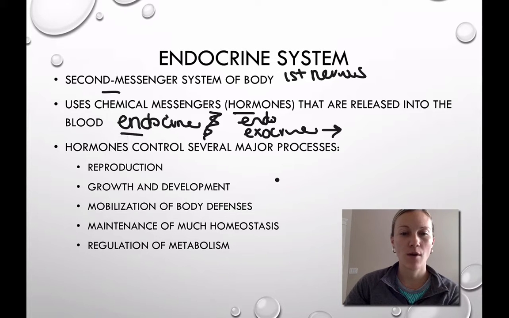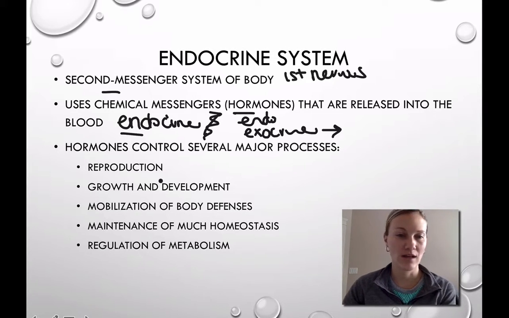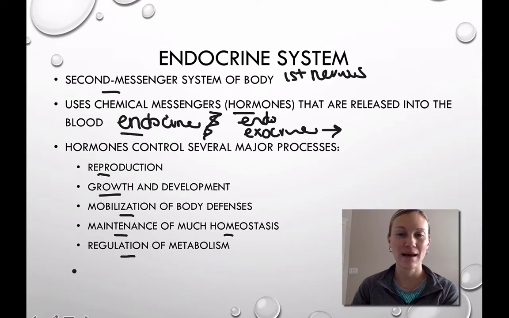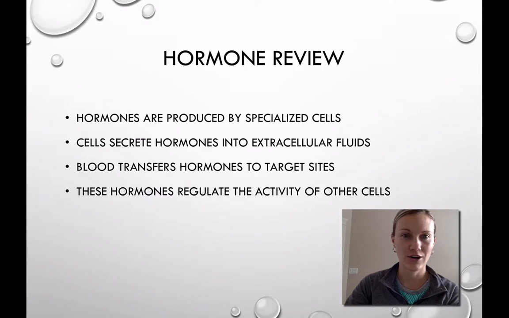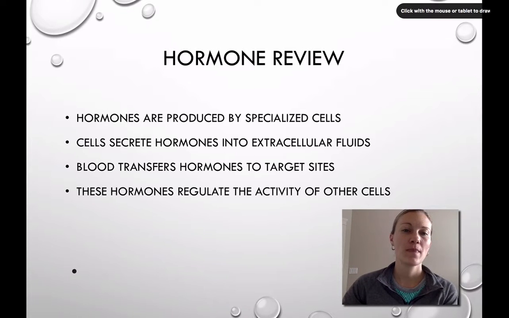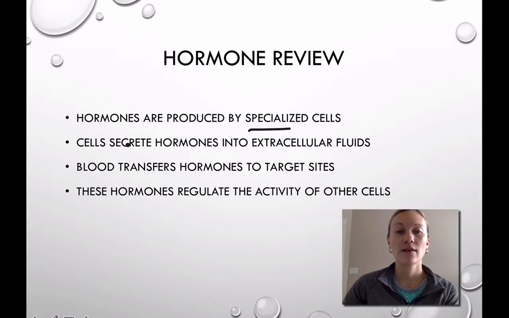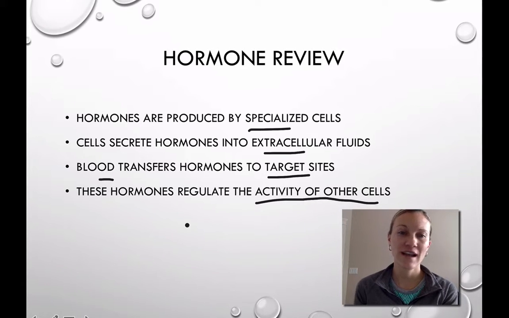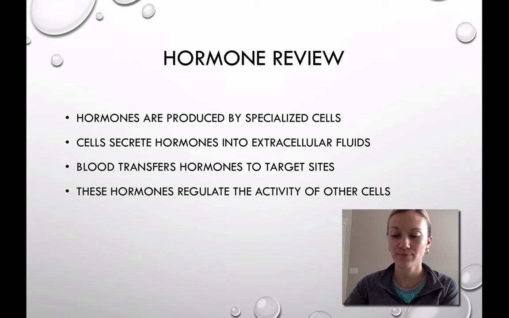Okay, so the hormones are going to cover several major processes. They're controlling reproduction, growth and development, mobilization of body defense, maintenance of homeostasis, as well as regulating the metabolism. So our major hormone review is that hormones are produced by specialized cells. There are cells that secrete hormones into the extracellular fluid. Blood will transfer your hormones to the target site. Then the hormones help to regulate the activity of other cells. So that's in general the purpose and use of hormones.